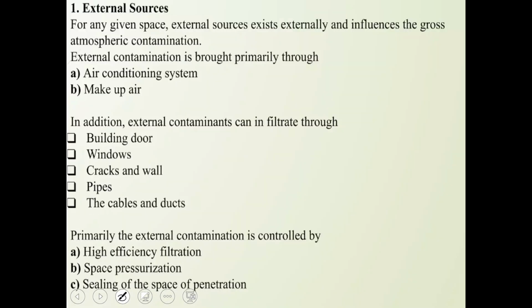For any given space, external sources exist externally and influence the gross atmospheric contamination, like the air conditioning system, makeup air that we have to use, building doors, windows, cracks and walls, pipes, cables and ducts. They also contain some dust particles on the cables and pipes. With time, dust particles will be deposited on the pipes and cracks in the walls. Some cement and concrete will come out. Windows let outer air in, and some dust will come; that is the external source.